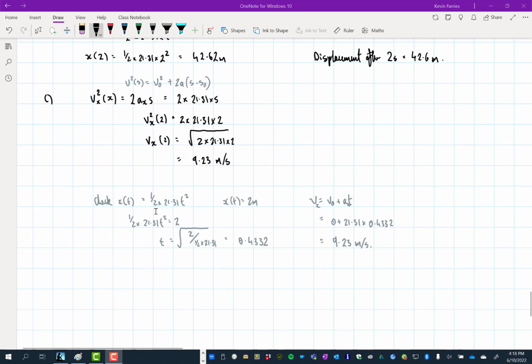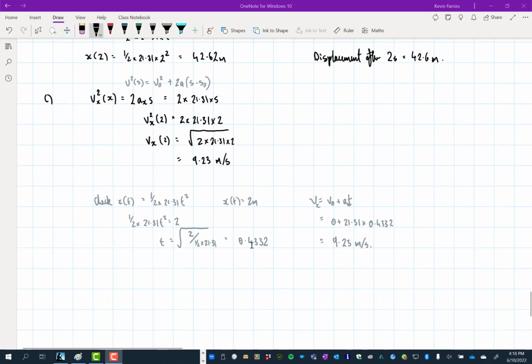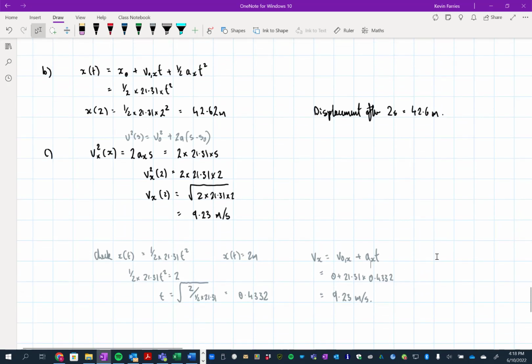So I ran through that check. What I did was I calculated what time we get to 2 meters just using this equation again. So the position at a time t is equal to that. So we figure out what time it would get to 2 meters. Then I've taken that and stuck that back into the other equation for velocity, which I will write a bit more neatly so you can actually read it. So v_x is equal to v naught x plus acceleration in the x direction times t. And so I just substituted this time into this equation and calculated the speed again, and it's the same as this. So it looks like we've got the right answer for that.